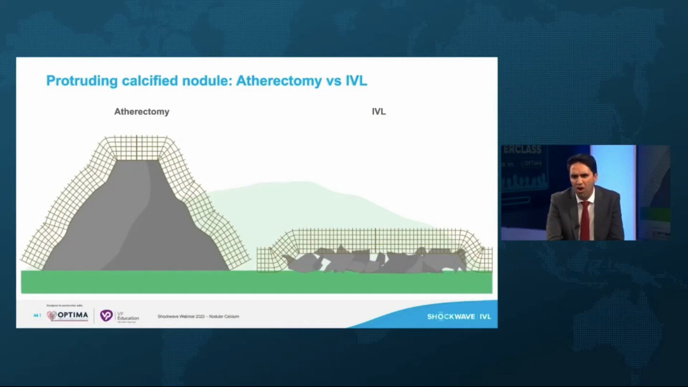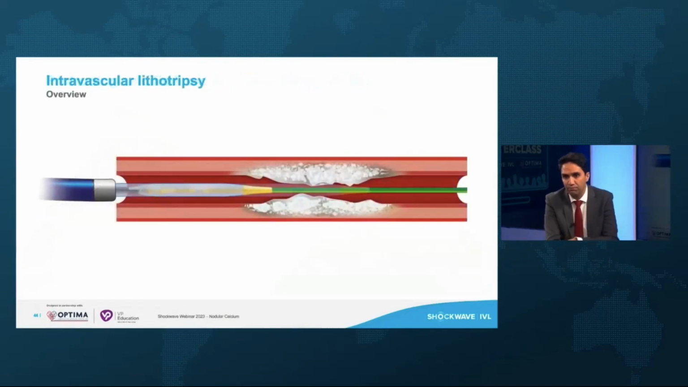And so if we look at this, what you're able to see is that the atherectomy may lead to a very odd-shaped stent expansion. And while the IVL is completely not perfect, what we can see is that by being able to make these small calcium fragments into pebbles or smaller fragments, we can push them out of the way much more easily.